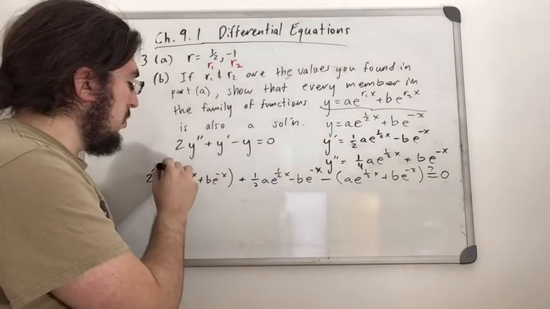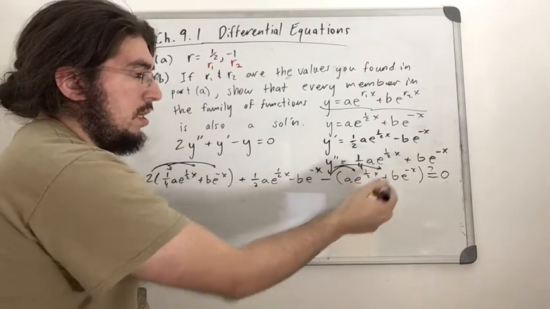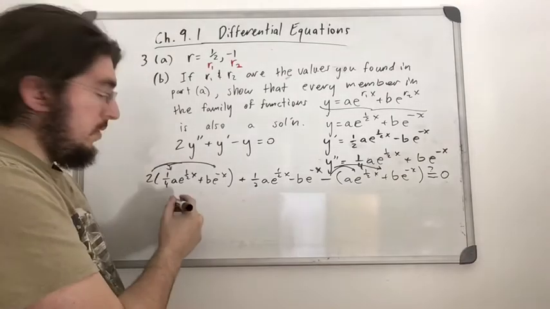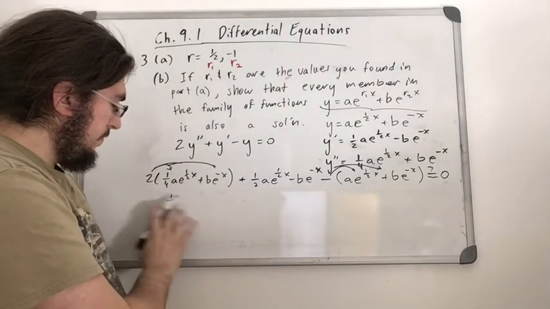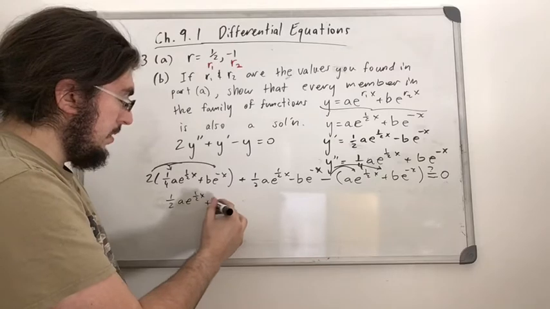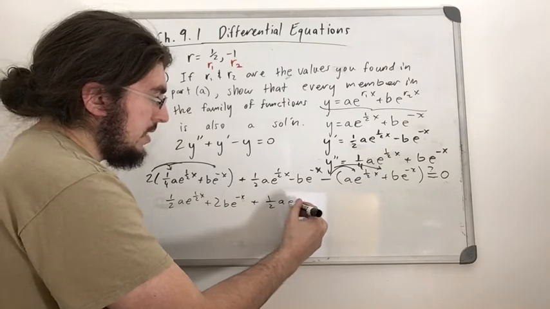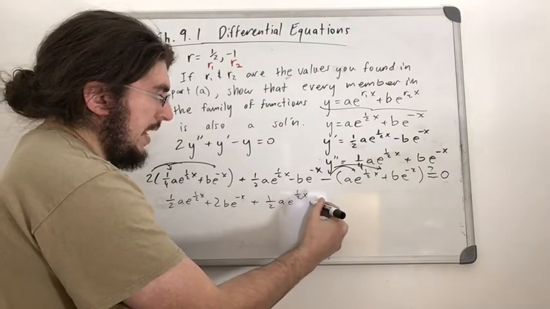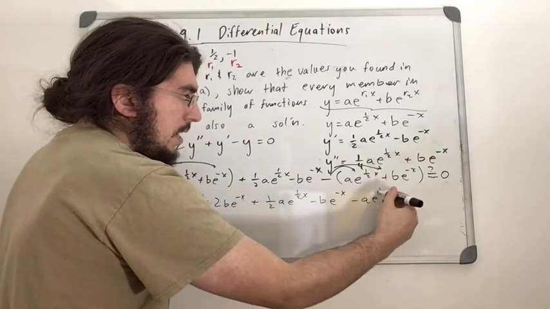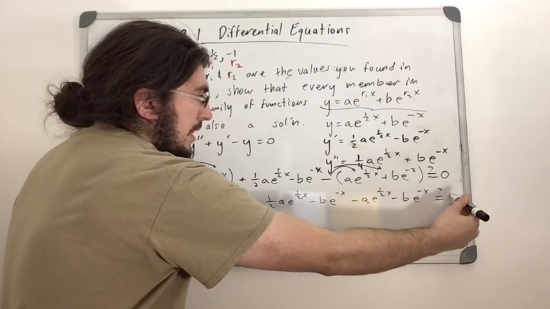So let's distribute this 2 over here for the first thing. Distribute this negative for the last one. So let's see. 2 times 1/4 is 1/2. So that's 1/2 a e to the 1/2 x plus 2b e to the negative x. These two stay the same, 1/2 a e to the 1/2 x and negative b e to the negative x. Here we negate both of these, so it's negative a e to the 1/2 x minus b e to the negative x. Let's see what happens.